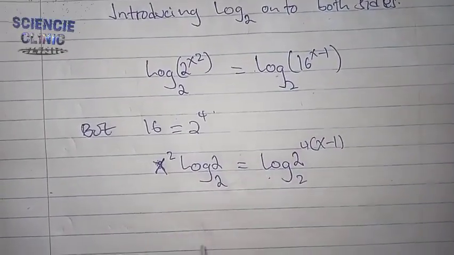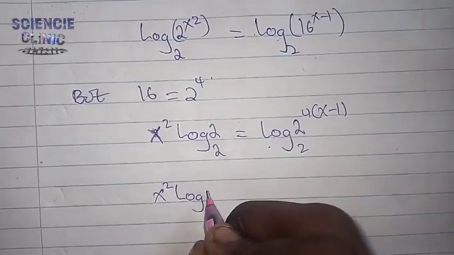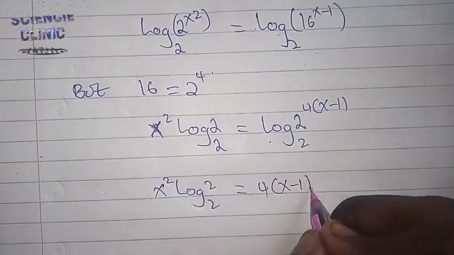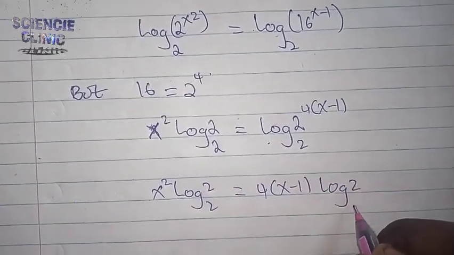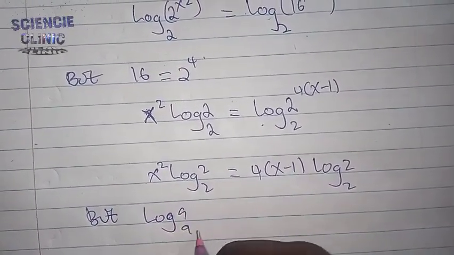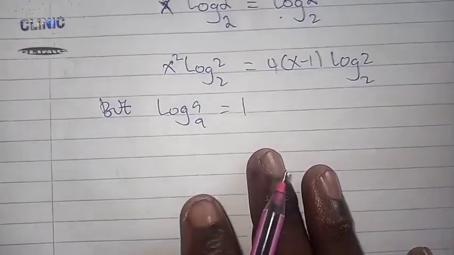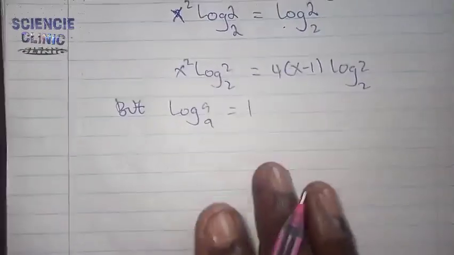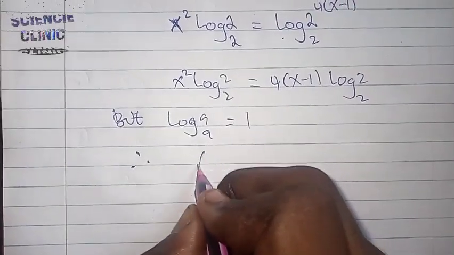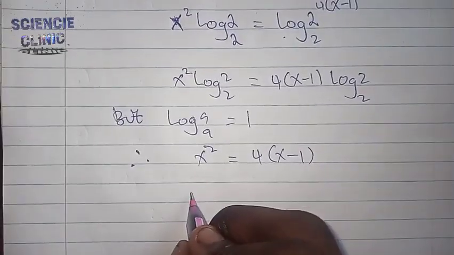Then we can also bring this one down, and we have x squared log 2, which is equivalent to 4 into x minus 1 log 2. But log a equals 1. If you have the power and the base which are equal, you can equate that log to 1. Therefore, we are going to remain with x squared, which is equivalent to 4 into x minus what? Minus 1.